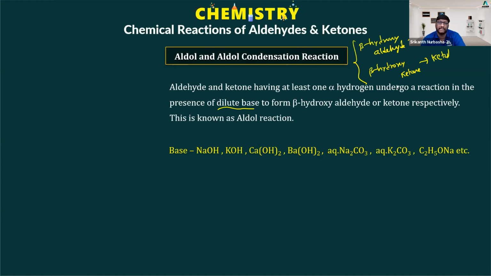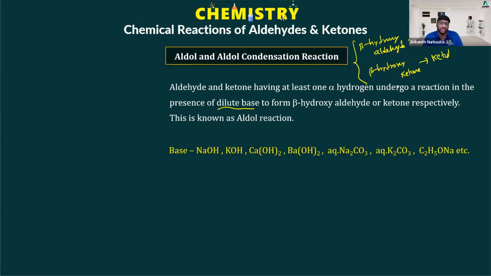The first step is the same. Base will pick up the proton to form the respective enolate. The enolate which is formed acts as a nucleophile and attacks the next molecule of the aldehyde or ketone to form the beta hydroxyaldehyde or beta hydroxyketone. Whenever you mention the heating condition, it will undergo dehydration to form a carbon-carbon double bond. And how should we form the carbon-carbon double bond?